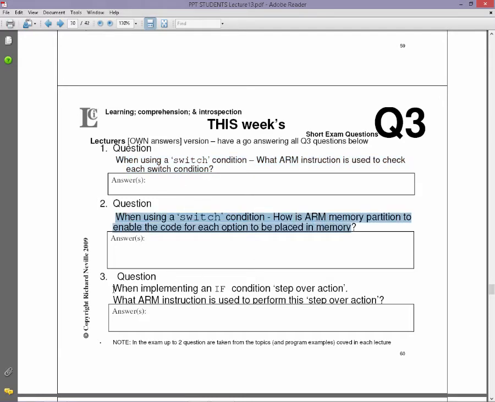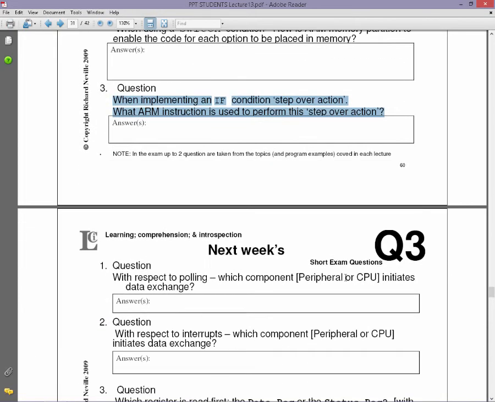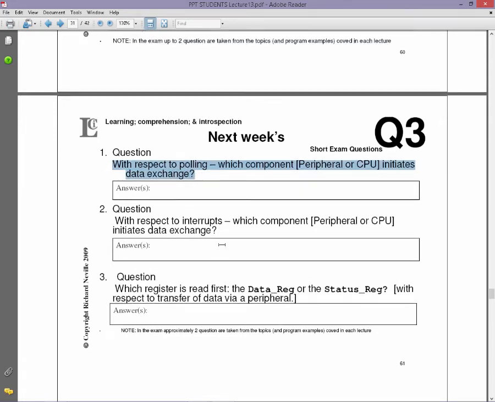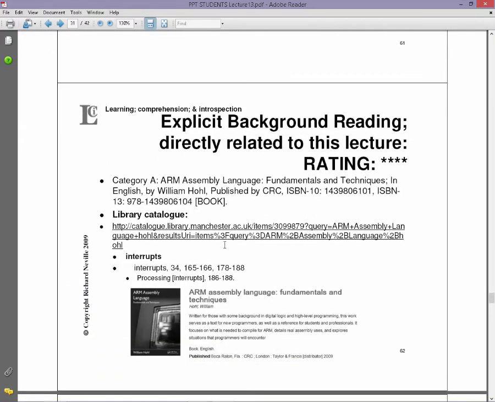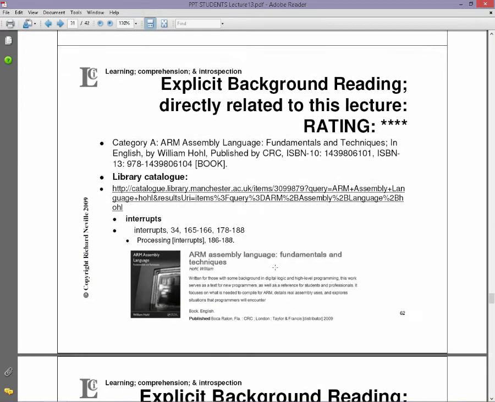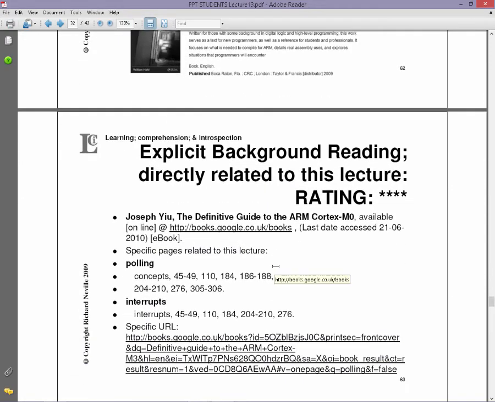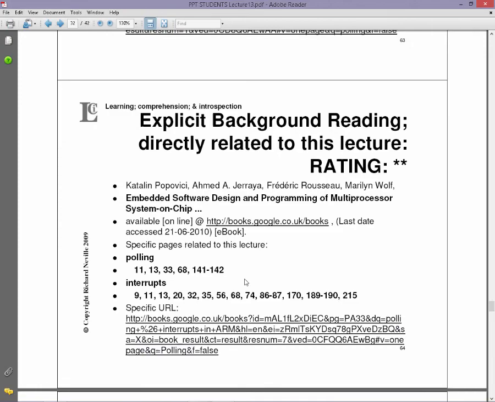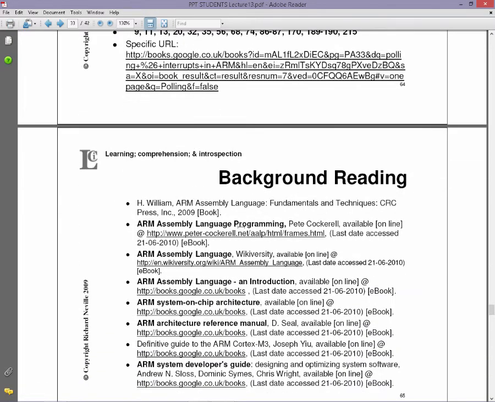Each lecture has these. Now there are means to get you ready for revision as well. And you'll see next week's as well. So you can actually, before you get in next week's lecture, work out what Q1 is. This is Q1 for next week. And there's metadata to again point you at the book and the library catalogue, and more information about background reading and different pages you can read, and more background reading URLs as well.